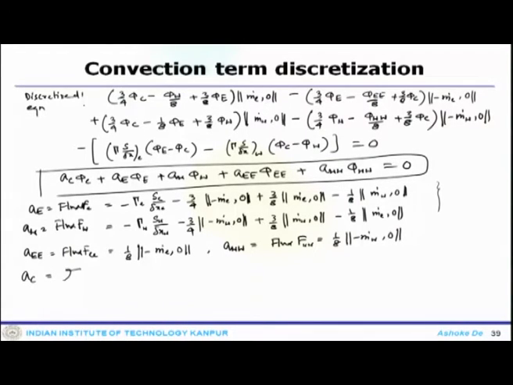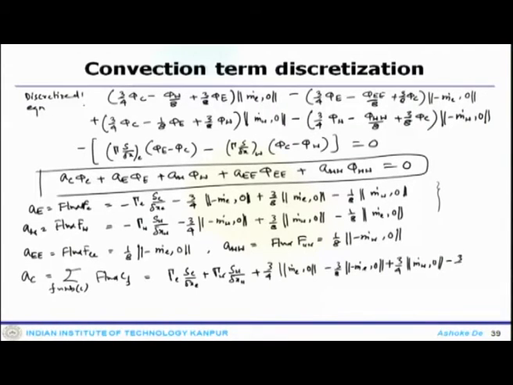So, A C is the sum of the neighbor coefficients, flux C F equals gamma E A E by del x E plus gamma W A W by del x W plus 3/4 m dot E 0 minus 3/8 m dot E 0 plus 3/4 m dot W 0 minus 3/8 m dot W 0, which is again minus (A E plus A W plus A EE plus A WW) plus m dot E plus m dot W.